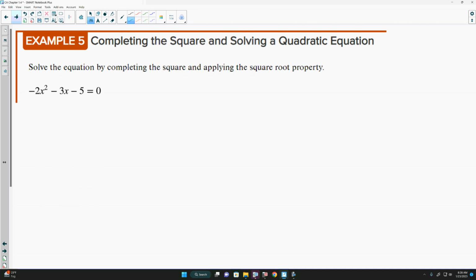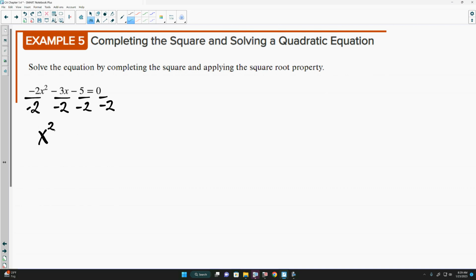All right, so we'll do this one by completing the square. And one of the biggest things with any of these, with completing the square, is that the term in front of x squared has to be 1. Has to be 1. So what we have to do for this is divide everything by -2, because we need the term in front of x squared to be 1.